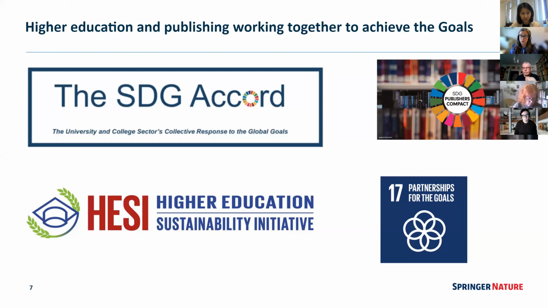And the SDG Publishers Compact is a similar agreement for the publishing industry, not just academic publishers, but also trade publishers, educational publishers, anybody who is publishing any kind of information that might relate to the goals. So from the kind of research that we publish as Springer Nature, right down to things like children's books that might help to explain societal inequalities and how they operate to preschoolers, for example.